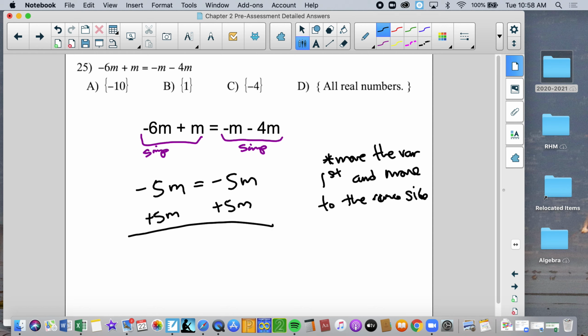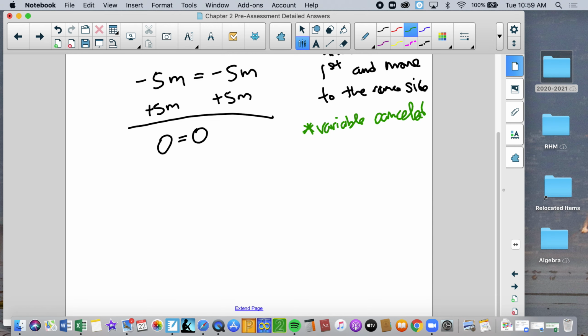What do you get on the left side? 0. What are you left with on the right side? 0. What do we notice? The variables canceled. When the variables cancel, you check and see whether you get a true or false statement. Does 0 equal 0? That is a true statement. If it's true, then my solution is going to be all real numbers.